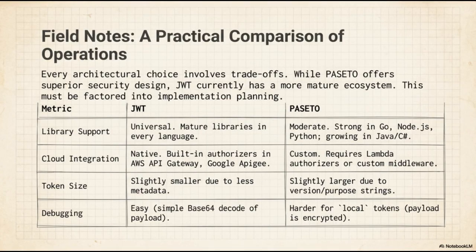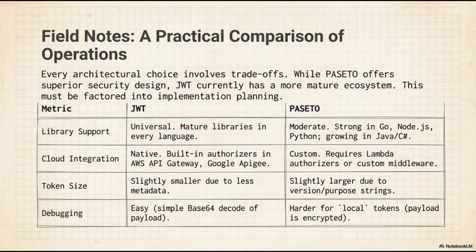When choosing between JWT and PASETO, we have to look beyond just the security architecture and consider the operational trade-offs. While PASETO offers superior security design, JWT currently benefits from a much more mature ecosystem. From a library perspective, JWT is universal. You'll find mature, battle-tested libraries for every language. PASETO support is growing rapidly in Go, Node, and Python, but it's still maturing in the Java and C# ecosystems.